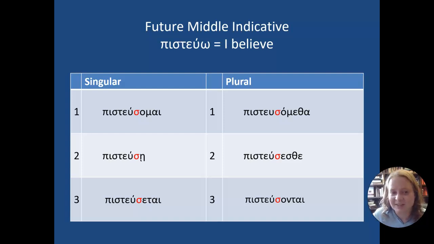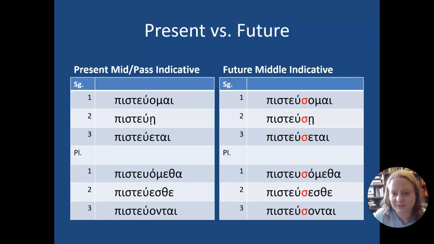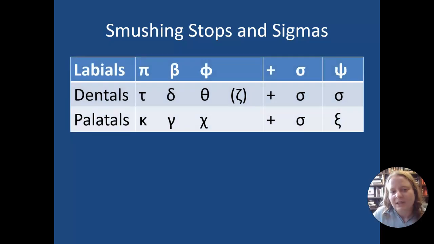So pisteusomai means I will believe. Pisteuse, you will believe. Pisteusetai, pisteusometha, pisteusesthe, pisteusontai. These are them. All right.